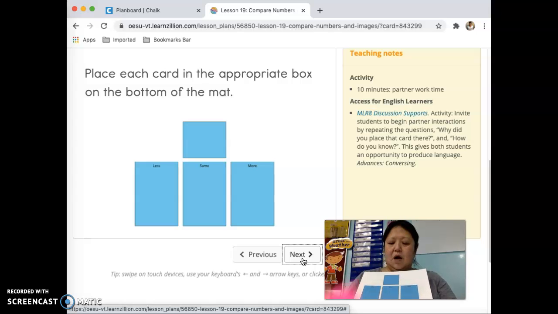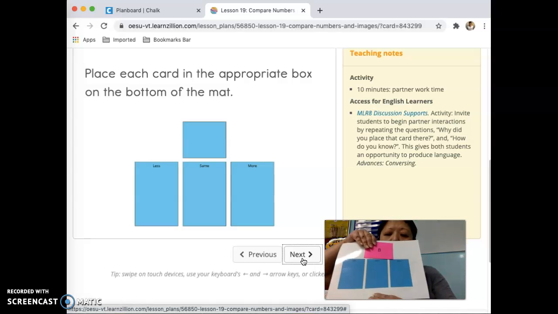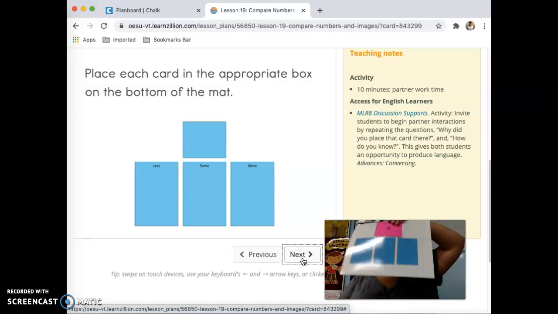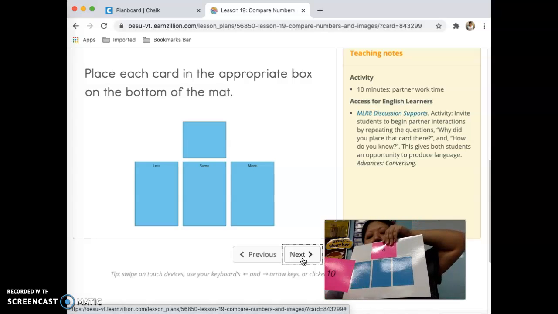And you're going to flip a card. And my card says number 8. So that's my comparing card. So that's going to go right here in this very top box. Okay. Next, what I'm going to do is flip another card. And my card this time is 10.